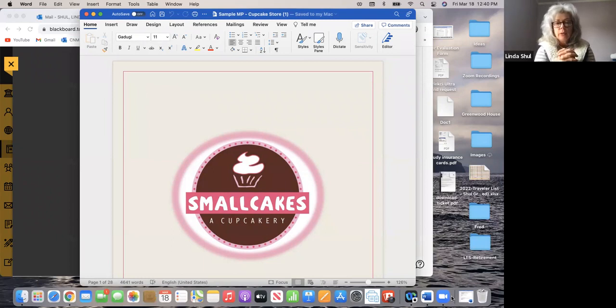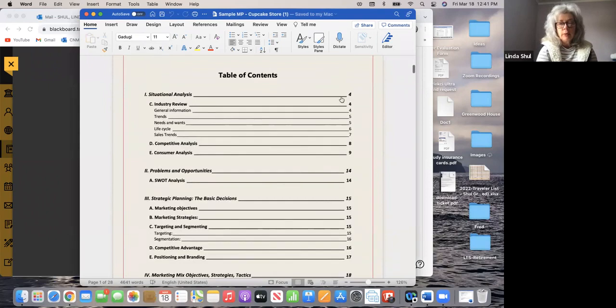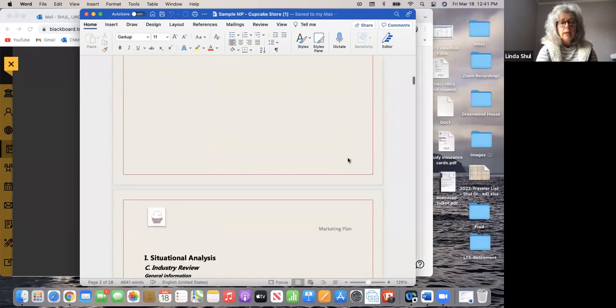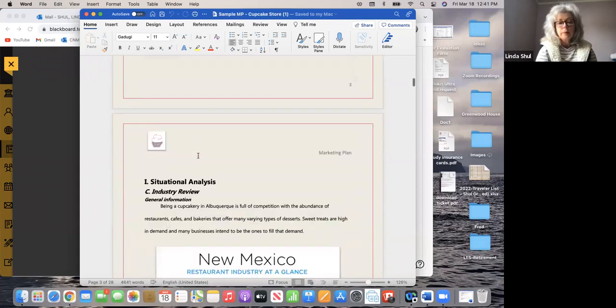Okay, I'm going to go through the sample. I'm just going to scroll through it, and you have access to this. But as I said, it's for a cupcake store. You can see the table of contents has numbers in it. And this one has the appendix. They put their results and data in there. It's not necessary, but if you wanted to do that, that's totally fine.